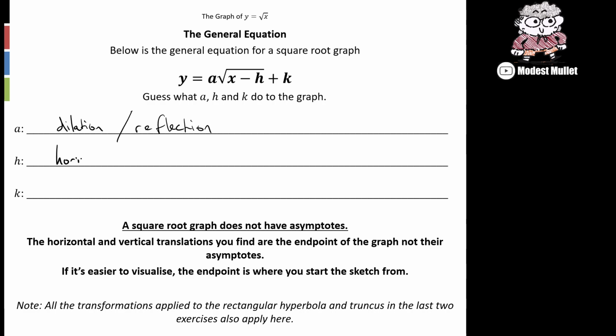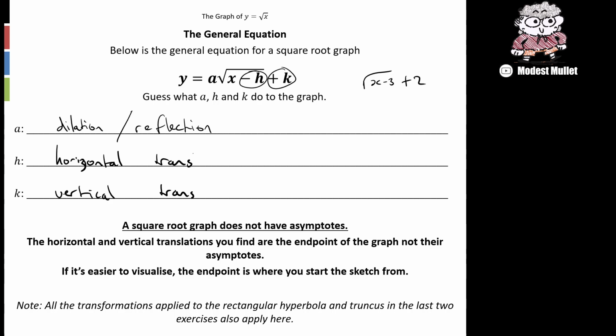H is the horizontal translation, and k is a vertical translation. Just like quadratics in turning point form, cubics in point of inflection form, hyperbolas and truncus, the h is the opposite sign. It's written as x minus h. So if we had a translation to the right 3 units, it would look like x minus 3. Okay, the sign switches, but the k is positive, so if we had a translation 2 units up, that still reads as positive.